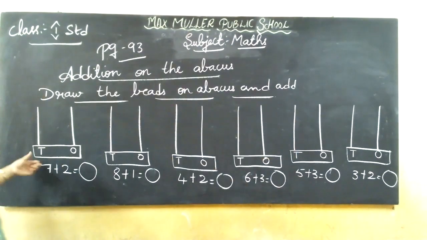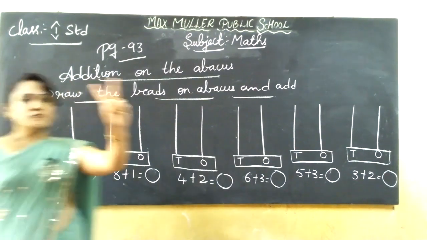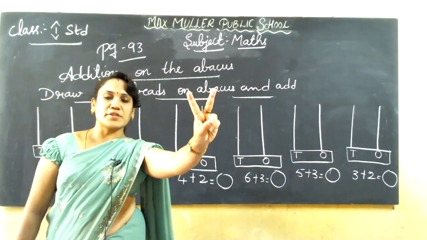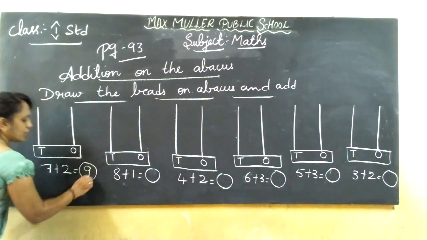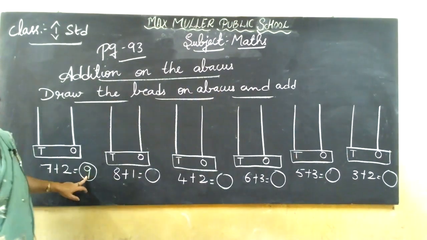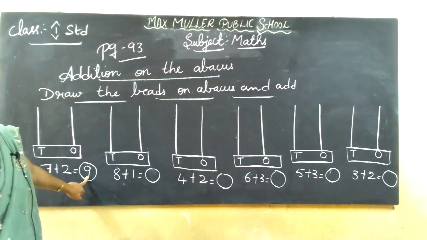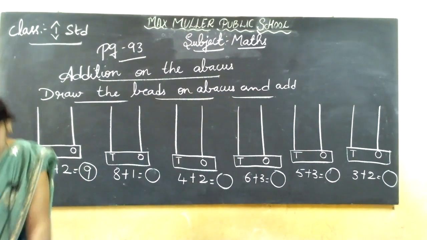So what is the first sum? 7 plus 2. Addition you know how to do already, isn't it? I have taught you. So keep 7 in the mind, 2 in the finger. After 7, count. After 7, how much? 8, 9. So what is the answer? 9. 9 beads you should draw in your abacus.